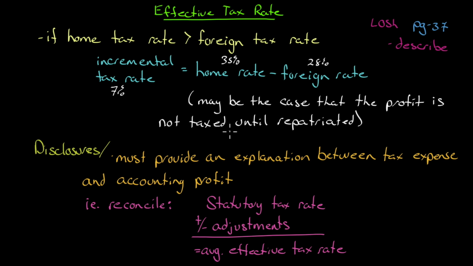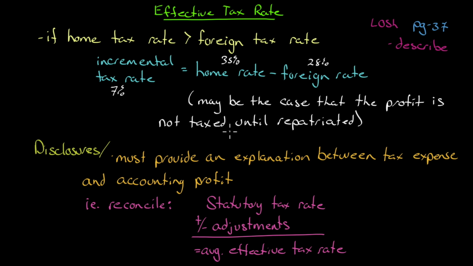So what Apple did was it issued debt in the U.S. to do a stock buyback, as opposed to bringing back that profit, paying tax on it, and then giving it back to shareholders. They just issued debt because it was cheaper to issue the debt and pay the interest than it would be to repatriate the money, pay the tax, and then pay out dividends.